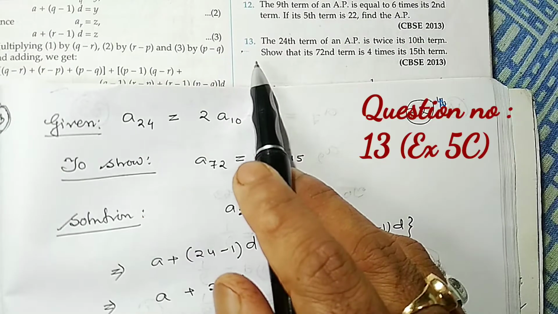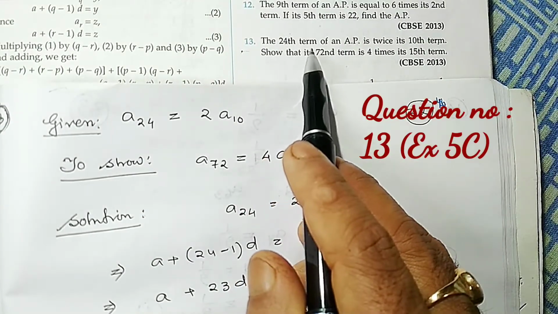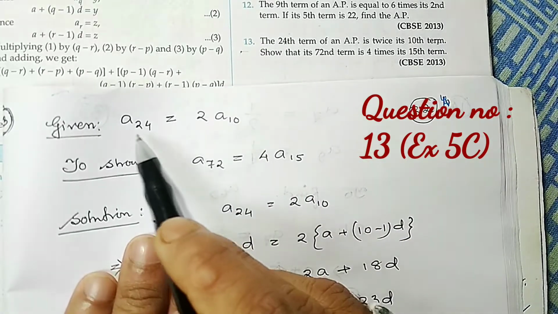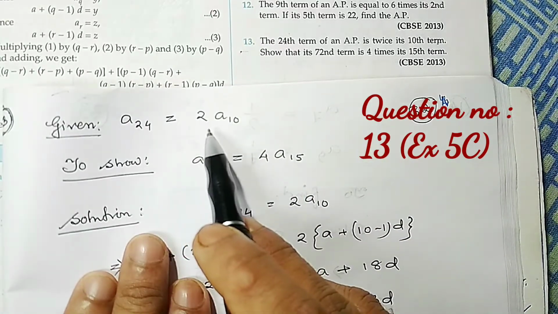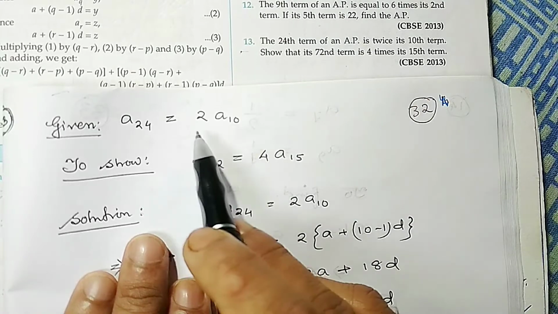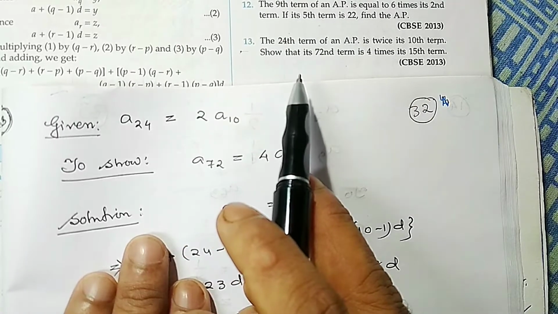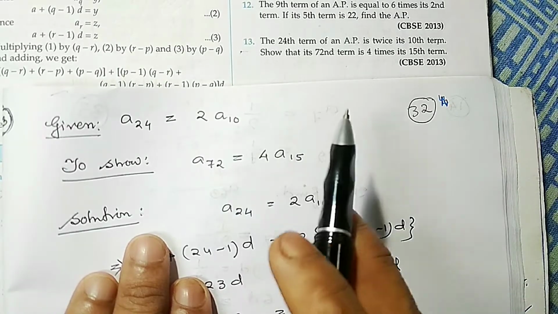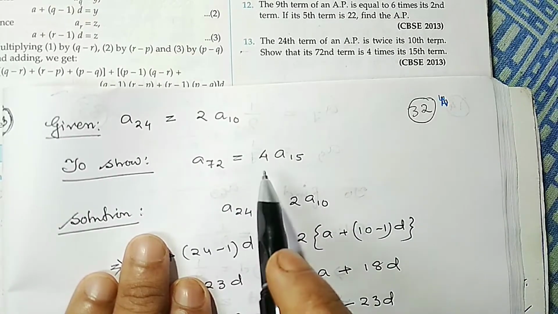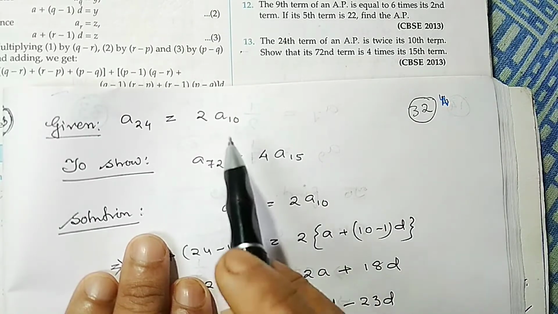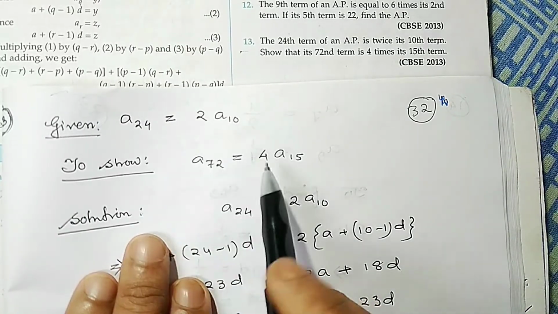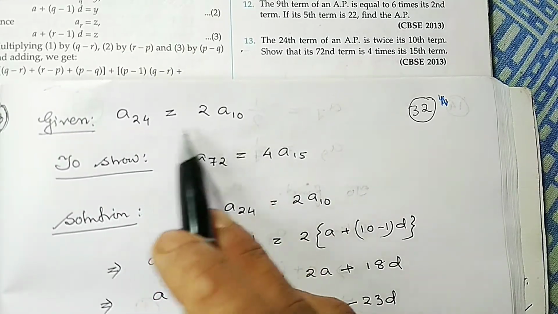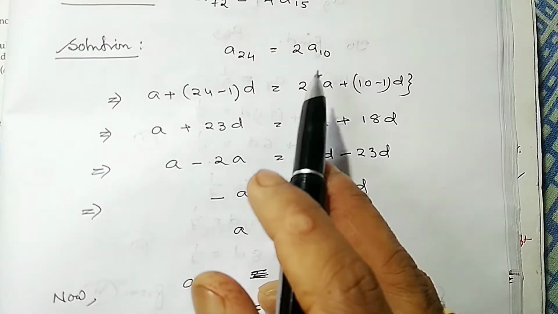In question number 13, it is given that the 24th term of an AP is twice its 10th term. So the 24th term of an AP is twice its 10th term. This is given in the question, and we are to show that its 72nd term, A72, will be equal to 4 times its 15th term, 4 times A15. That means this part is given in the question, and we are to prove this. Now since this part is given, we have to start from the given part. Here A24 is twice A10.